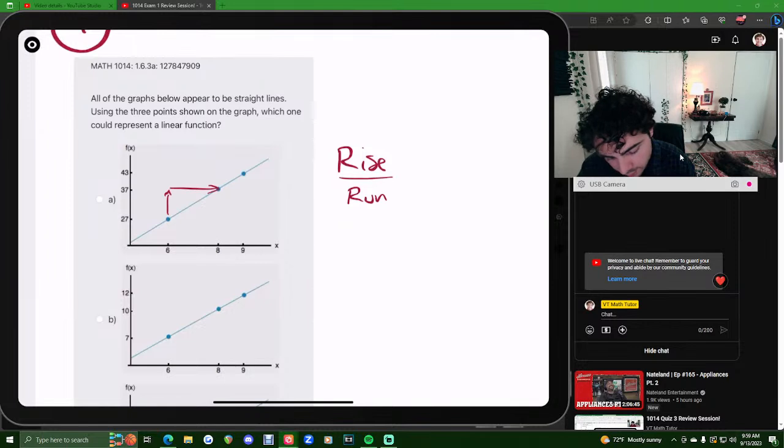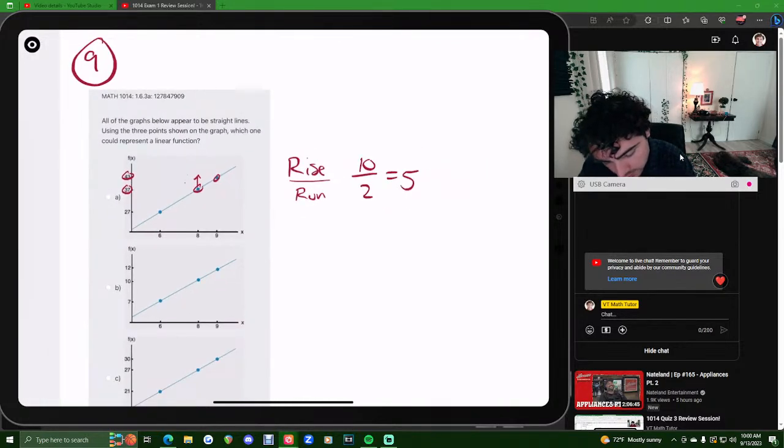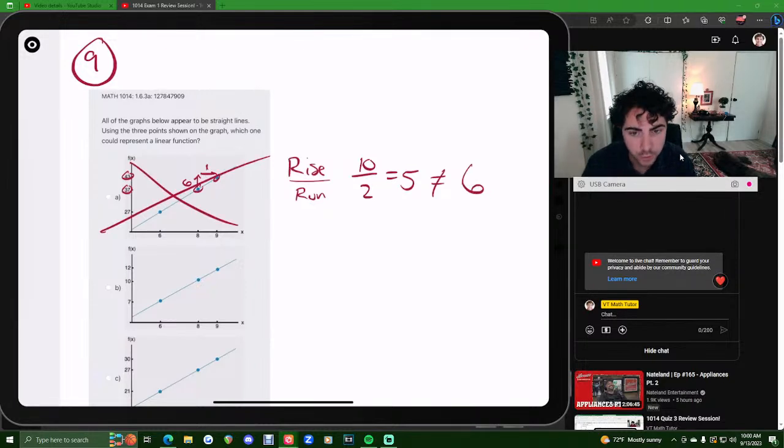So I will do that for these. So from 27 to 37, we have risen 10. And from 6 to 8, we have run 2. So 10 over 2, that's rise over run. That is equal to 5. So now we find the slope in a similar manner between these 2 points. So we rise from 37 to 43. That is a rise of 6. And we run from 8 to 9 by 1. So 6 over 1, does 5 equal 6 over 1? In other words, does 5 equal 6? 5 does not equal 6. So A is not our linear function.